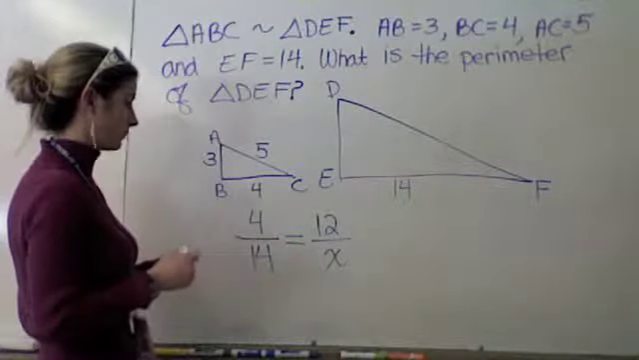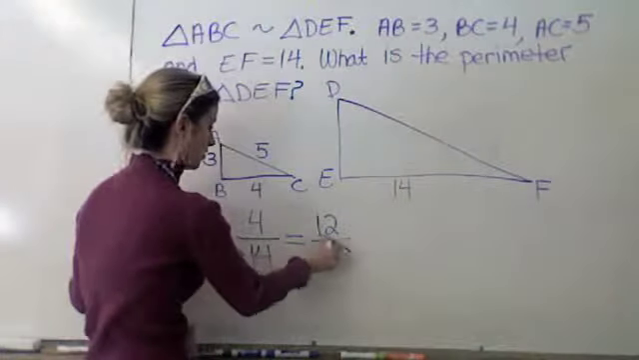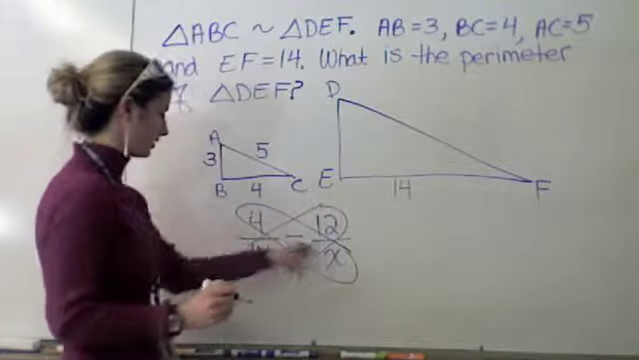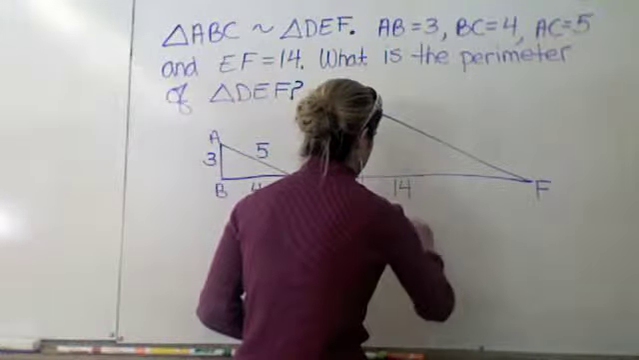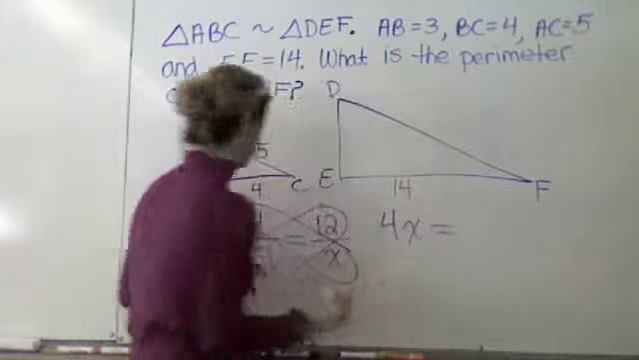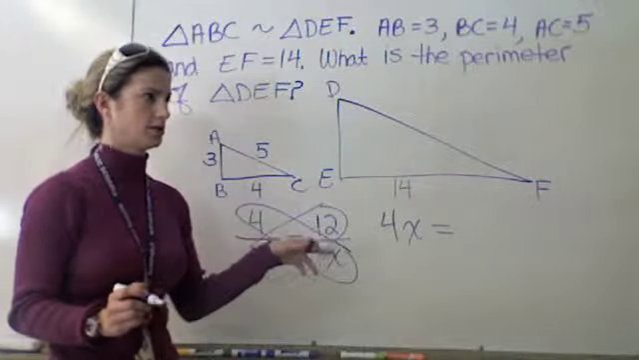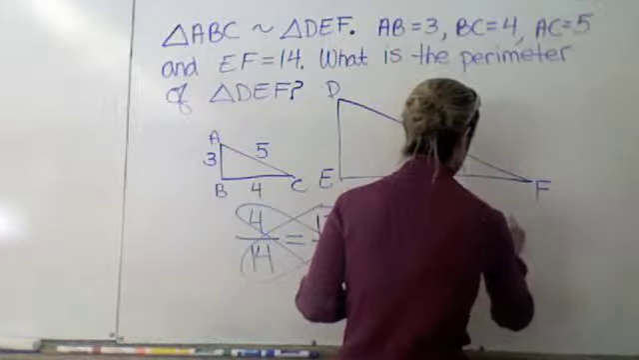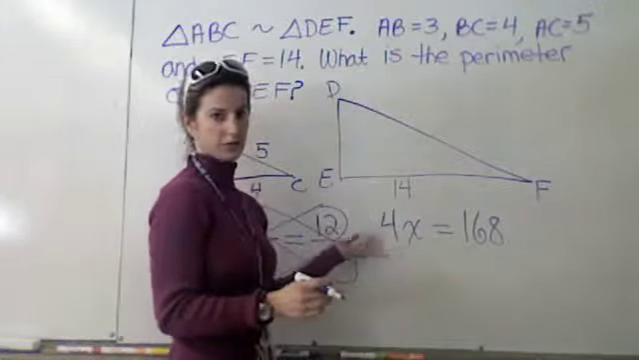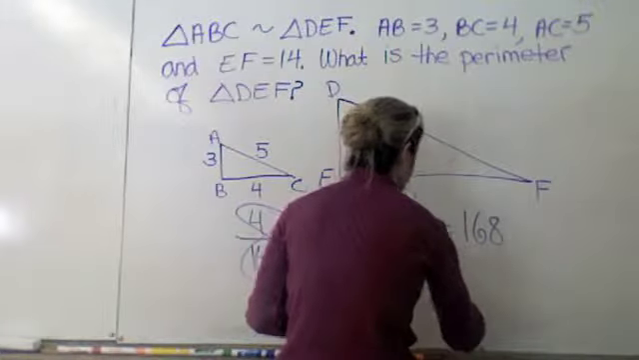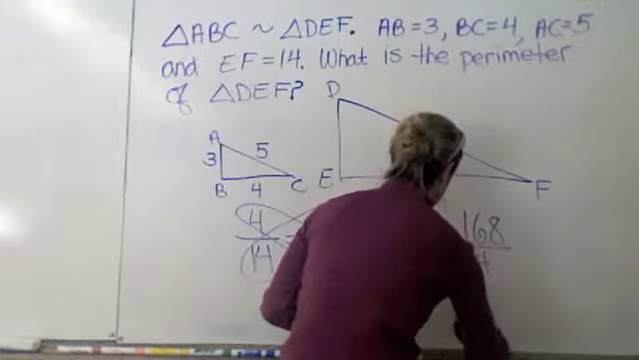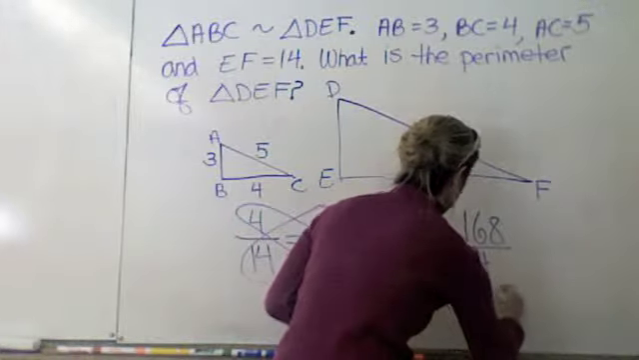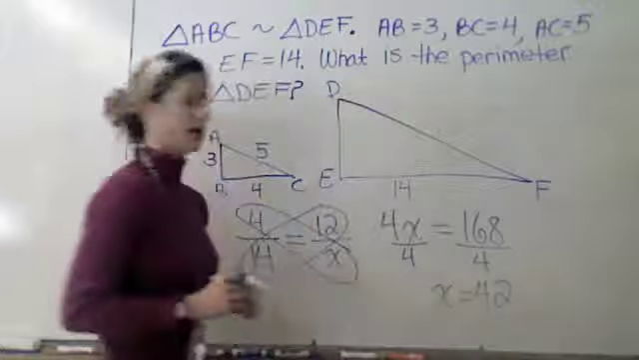So now we're going to take the cross products here. So we need to solve. So get the cross products. So 4 times x is 4x. And that's going to equal 14 times 12, which is 168. Okay? Easy algebra. Divide by 4. So x is going to equal 42. Okay? X equals 42.